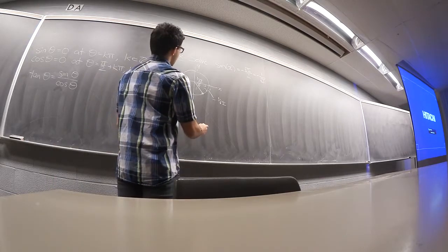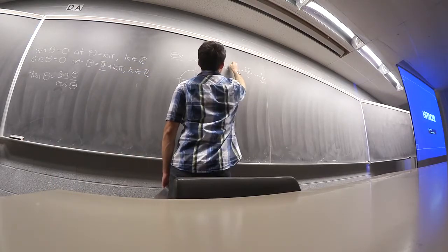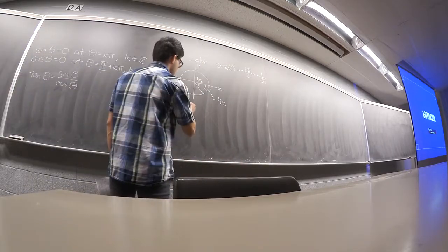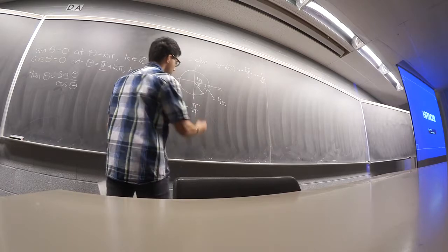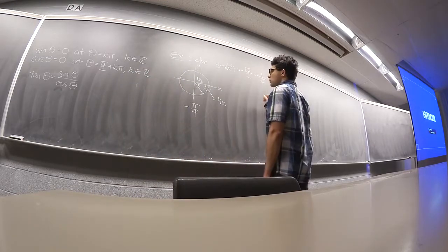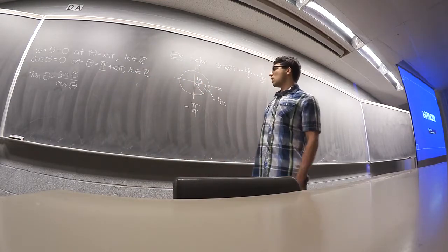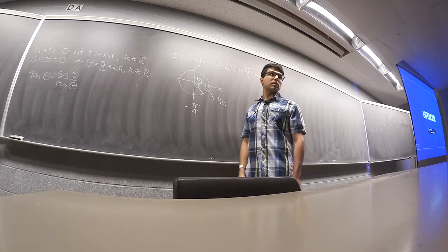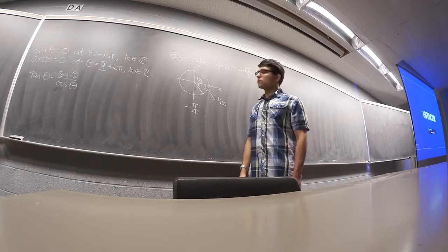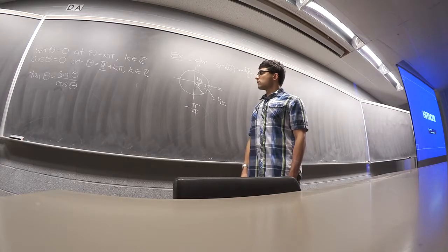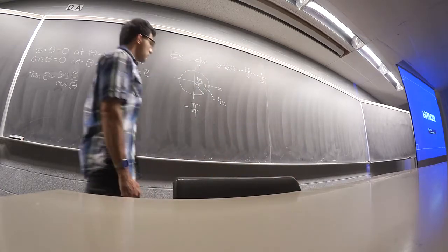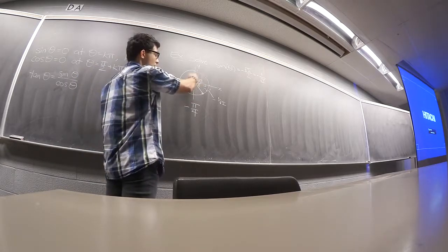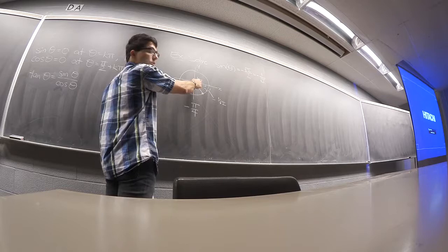I'm going to change that x to theta. So one solution is minus pi over 4. Or if you like, you could go around this way and write 7 pi over 4. Does that make sense? It's minus pi over 4, so we'll add 2 pi: 2 pi minus pi over 4, which is 7 pi over 4.